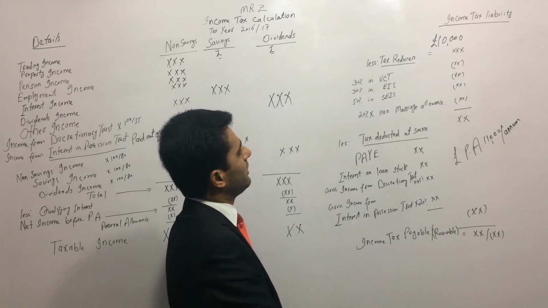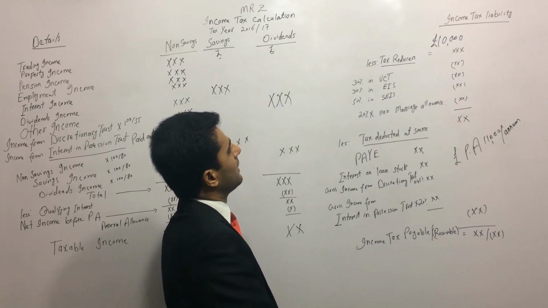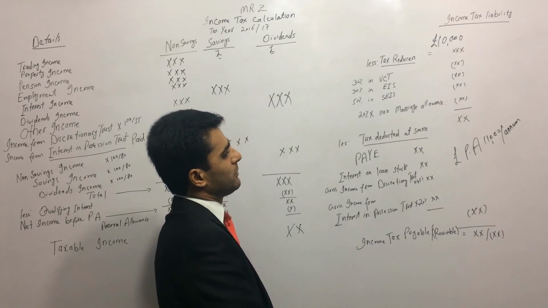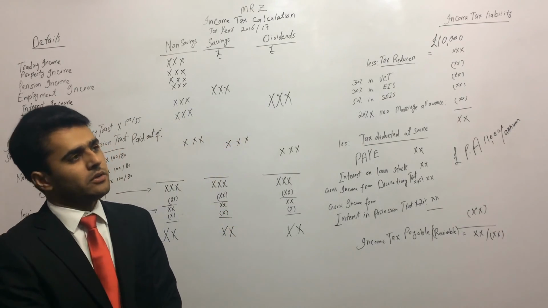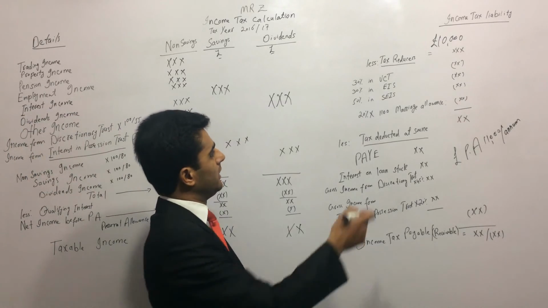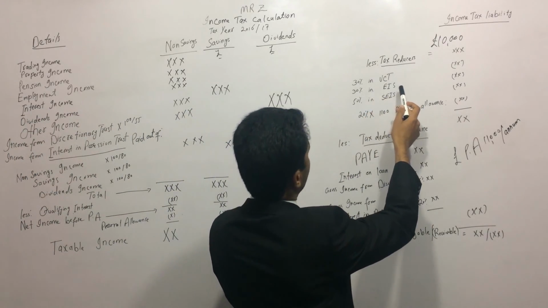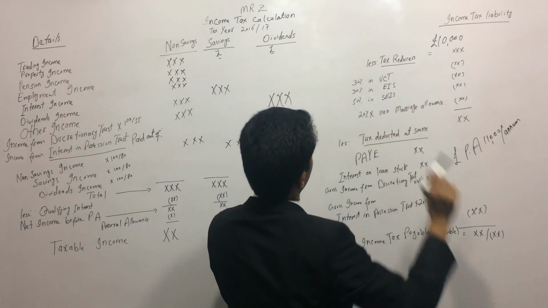Now first tax reducer is investment in VCT. Now these are three investment companies in which you buy the shares. So if you buy the shares in VCT, which is Venture Capital Trust, Enterprise Investment Scheme, and Seed Enterprise Investment Scheme.